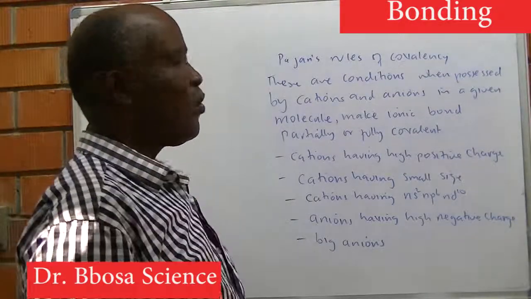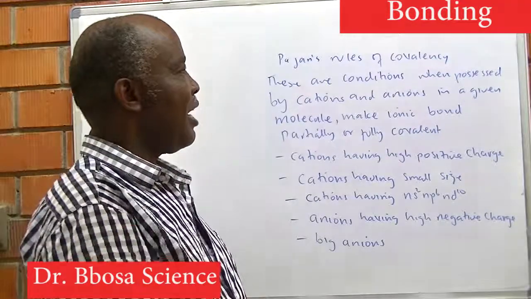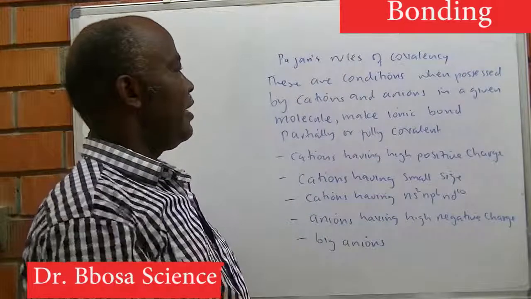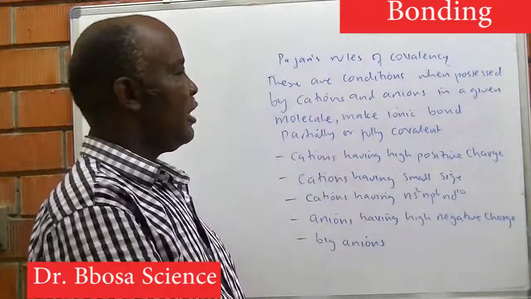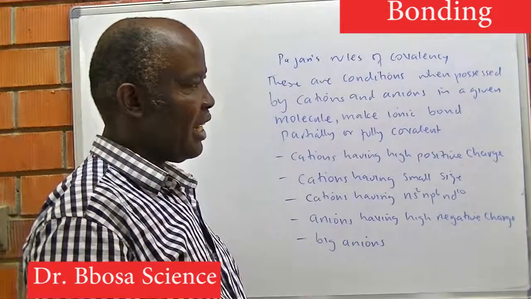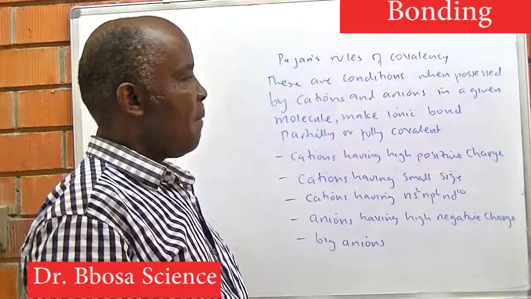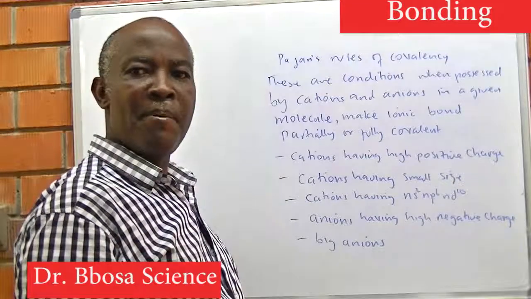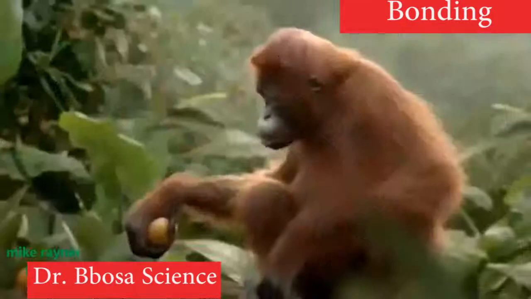Fajans' rules of covalence. Polarization was first recognized by Fajans. So he set these rules, that these are conditions which, when possessed by cations and anions in a given molecule, make an ionic compound partially or fully covalent.